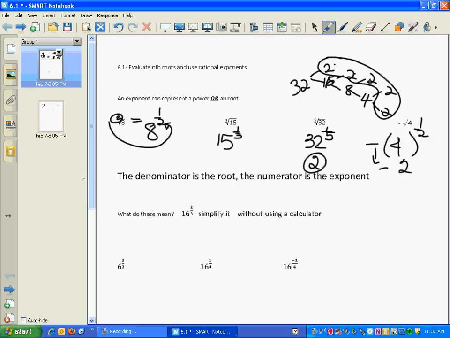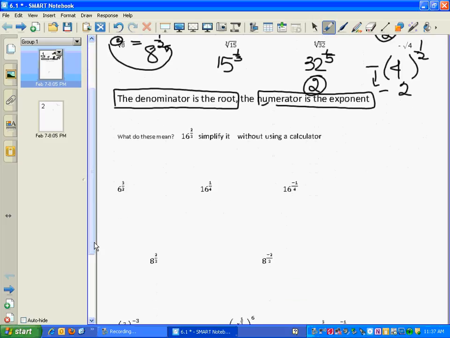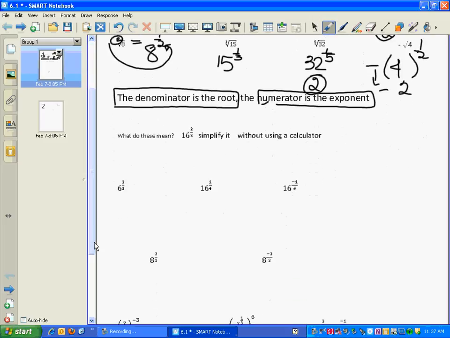In parentheses, 1/3. Okay, so the denominator is the root. The numerator is the exponent. So a fraction has a numerator and a denominator, right? So the top number is your exponent, 2 to the 3rd. Your denominator will be the square root or the cubic root or the 4th root. So when I look at 6 to the 3/2, this is my exponent and this is my root.